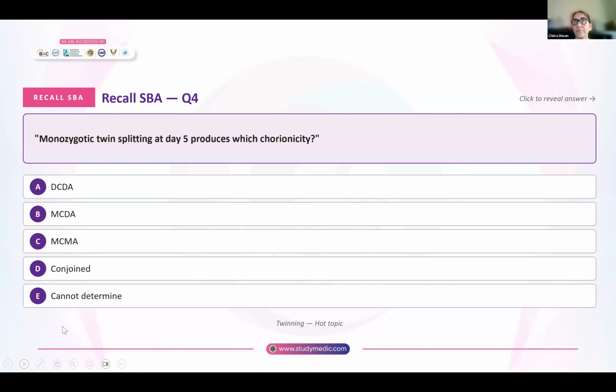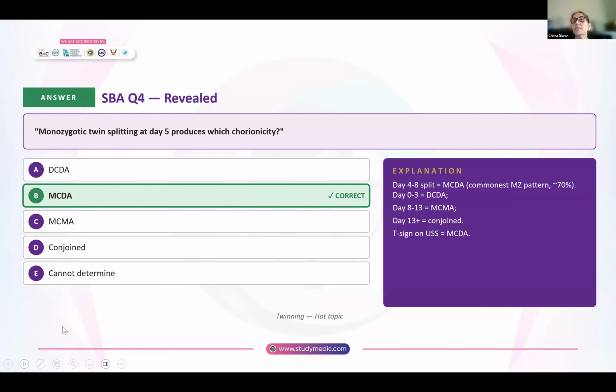Monozygotic twin splitting at day 5 produces which chorionicity? Day 5, remember, the inner cell mass and the outer cell mass have already formed. So you will not get DCDA twins, but you will get MCDA, monochorionic diamniotic twins. Day 4 to 8 split, you will get MCDA. Before that, day 0 to 3, DCDA. Day 8 to 13, you will get MCMA. After day 13, you will get conjoined twins. And whenever you have the T sign on ultrasound or a very thin membrane, it is a classic sign of MCDA twins.